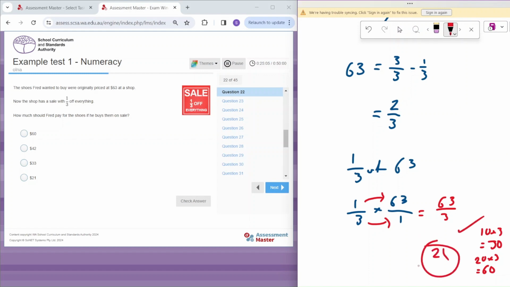That's not the answer to the question, though. We were asked for a third discount, so we need to find 2/3, as we discussed. Another way you could do it is by taking 21 from 63, but I think it's easier to just find the 2/3 and go 21 multiplied by 2 to find the 2/3 instead of 1/3, and that's equal to 42. Select your answer, check your answer, submit.